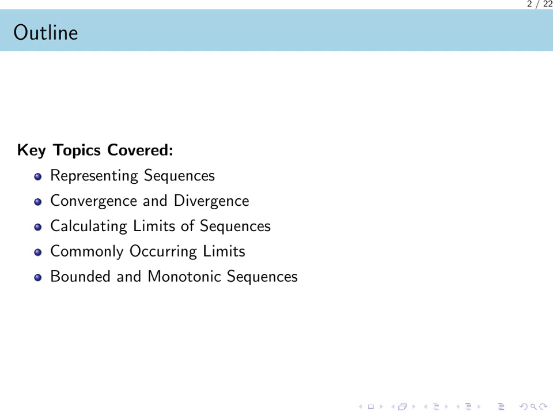This is the central idea for determining whether a sequence approaches a specific finite value as we go further and further out. After that, we will learn about several common and important limits that frequently appear in problems. Knowing these will save you a lot of time. Finally, we will discuss two special properties of sequences: being bounded and being monotonic. These properties will help us determine if a sequence converges, even when calculating the exact limit is difficult.